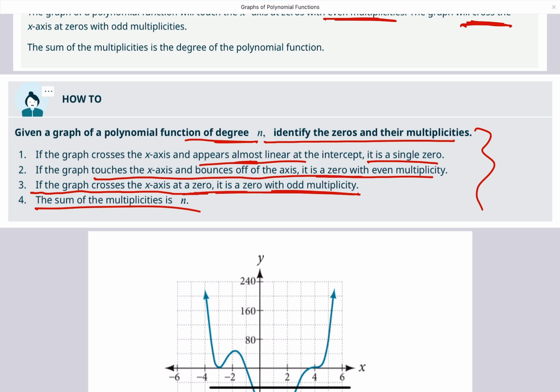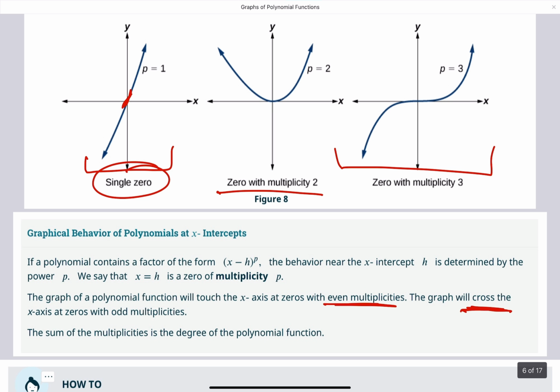Now, some books don't refer to this. Some say crossing means crossing as in crossing, so odd multiplicity would mean 3 and above. Others would refer to 1 and above. And you don't need to bother yourself with that. You just need to understand this.